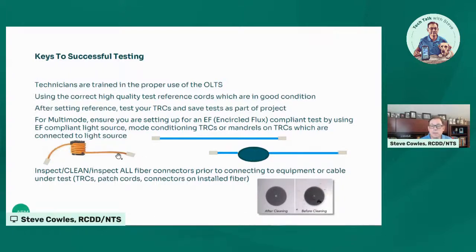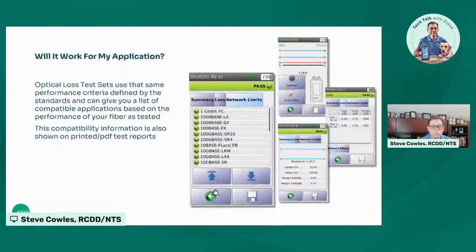And then other units won't have those. You'll actually have to use a mandrel and do a mandrel wrap. Now, when you're using mandrels, it's important to understand there's 50 micron mandrels and there's 62.5 micron mandrels. So if you're doing some old OM1 fiber, you need to make sure you have a 62.5 mandrel for that. Again, we mentioned this before, cleaning and inspecting. Inspect, clean, inspect. Again, you see a before and after shot here.